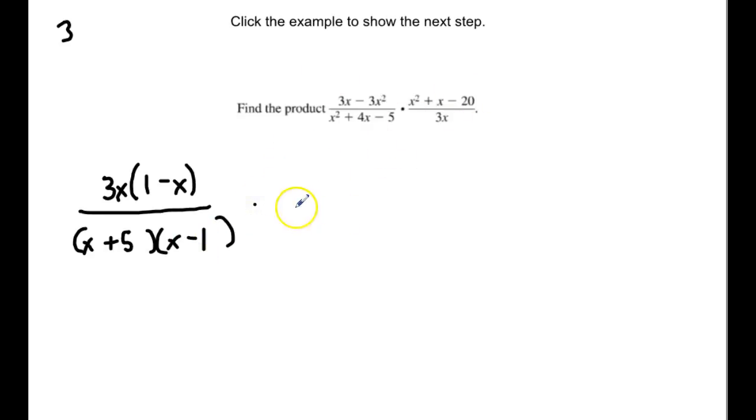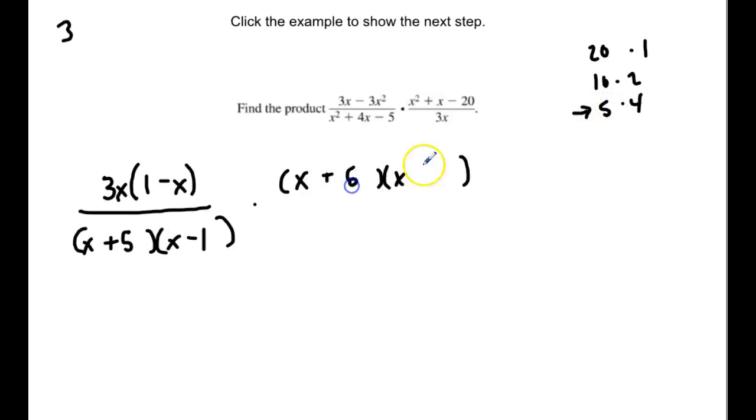So now let's factor the second polynomial, right? So here I've got x and x. So I know to get 20, I can do 20 times 1, I can do 10 times 2, I can do 5 times 4. And I'm looking for an x in the middle, so I know it's going to end up being this one right here. And it's going to be a positive x, so the 5 has to be positive. Okay, and I know that 1's negative because I end up with a negative 20. So now this is going to be over 3x.